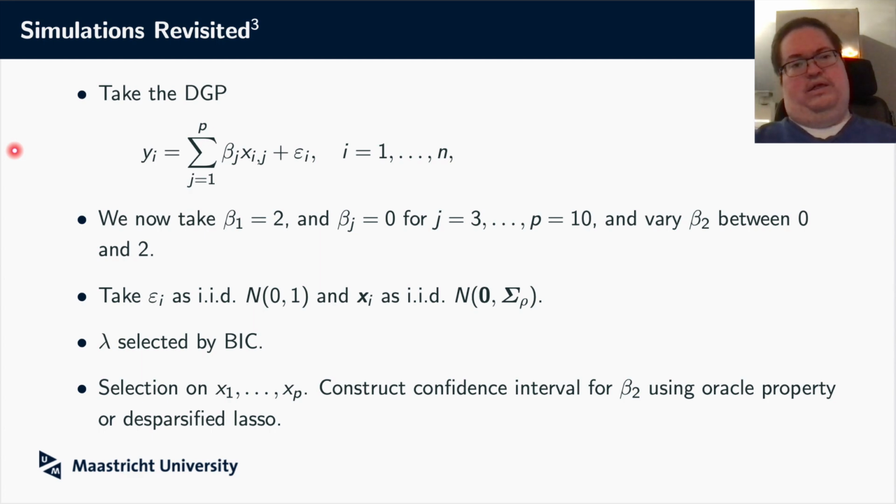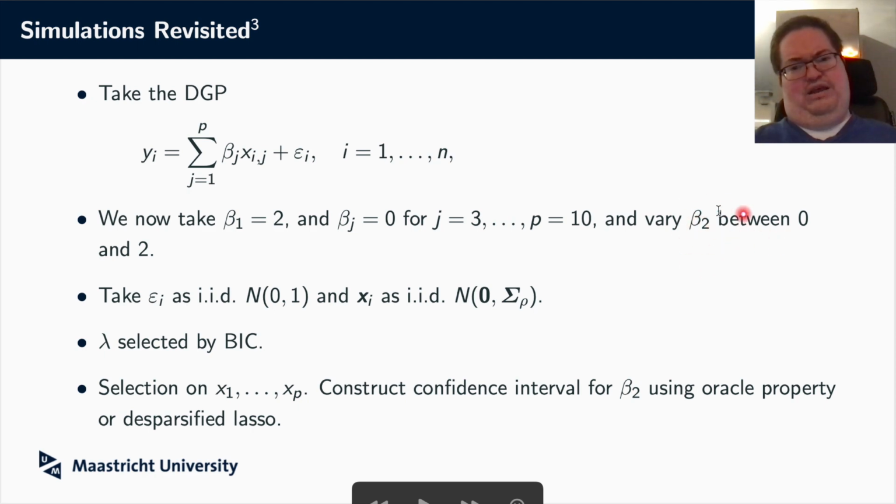Now let's have another look at how this works in simulations. What I'm going to do is very similar to before. I'm again going to take a regression model with 10 variables. The first beta is 2, beta 3 and higher are all 0, and beta 2 varies between 0 and 2. I'm not doing inference on beta 1 now. I could do that, of course, also. But I'm going to do inference on beta 2, just to try something else.